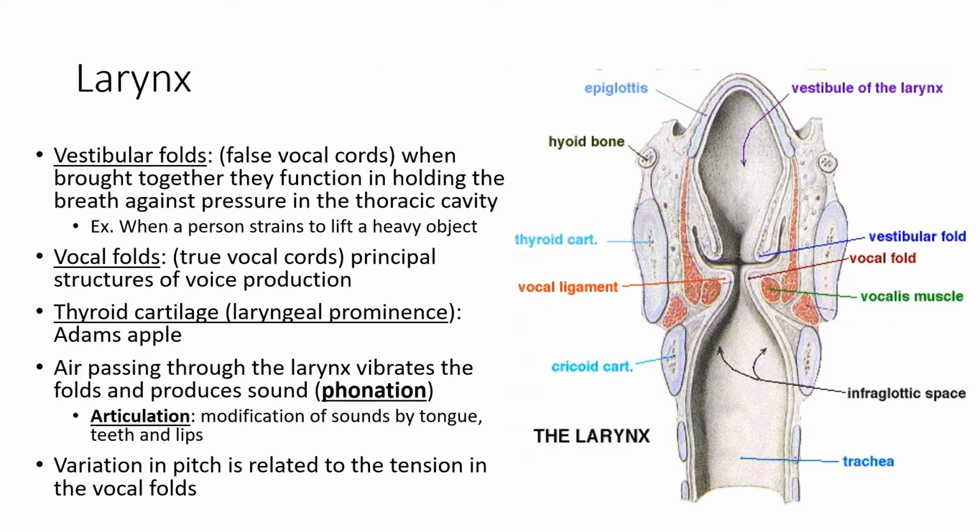Talking a little bit more about our larynx, we do have something called the vestibular folds. These are known as the false vocal cords. Make sure you make a note of that. When brought together, they function holding in breath against the pressure in the thoracic cavity. For example, when a person strains to lift a heavy object, or quite possibly if you're holding your breath while you're underwater.